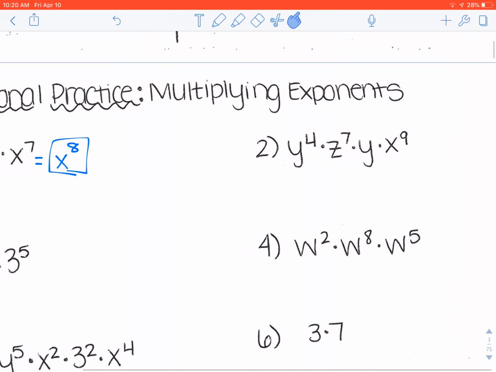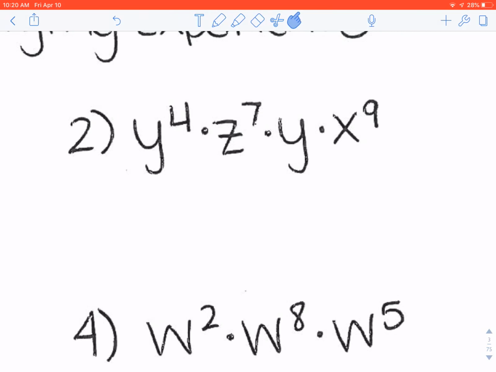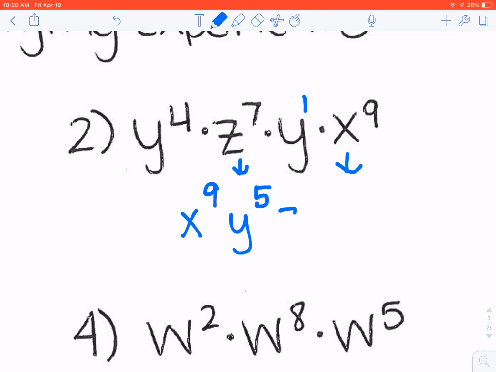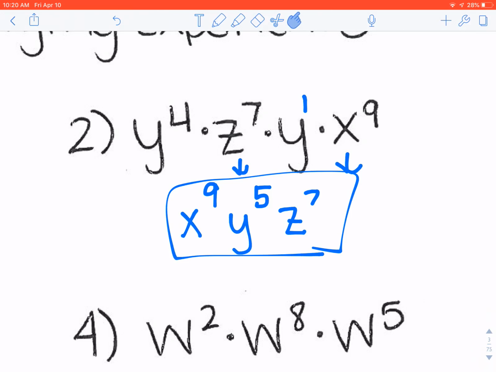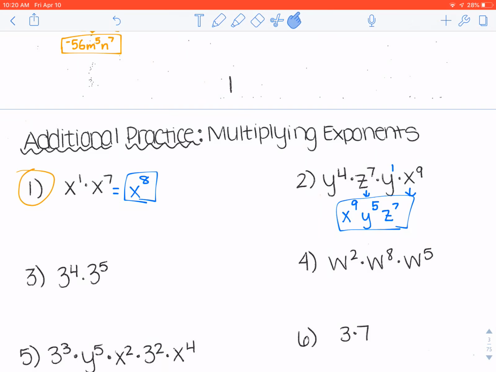Number 2, y to the 4th times z to the 7th times y to the 1st times x to the 9th. So the x to the 9th gets dropped down. Okay, the y we're going to combine. So we end up with y to the 5th, and the z to the 7th is going to slide down. Okay, again, order doesn't matter. Just make sure that you are combining the same bases.